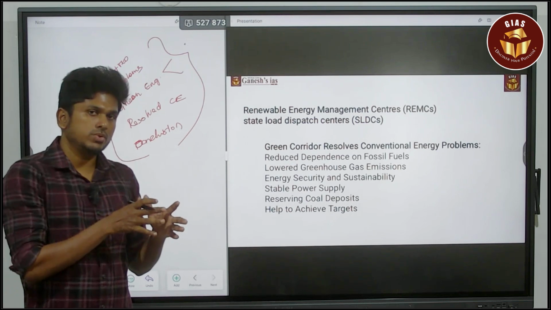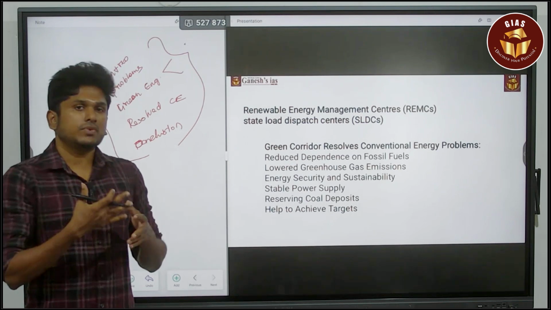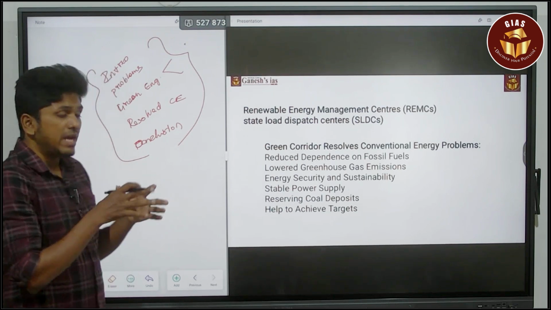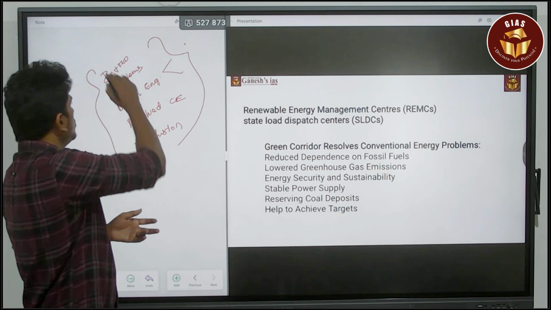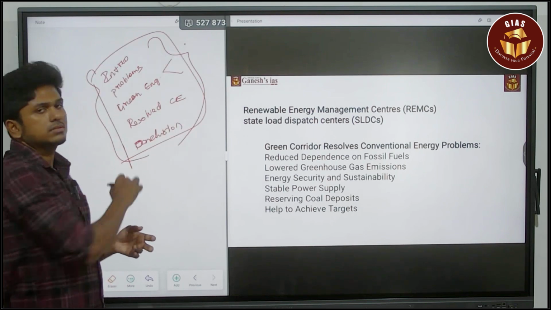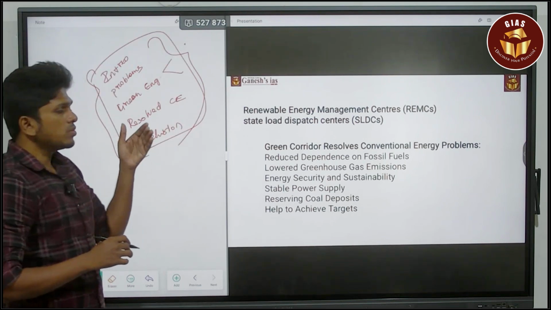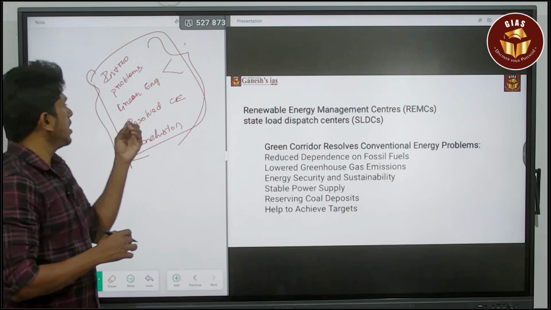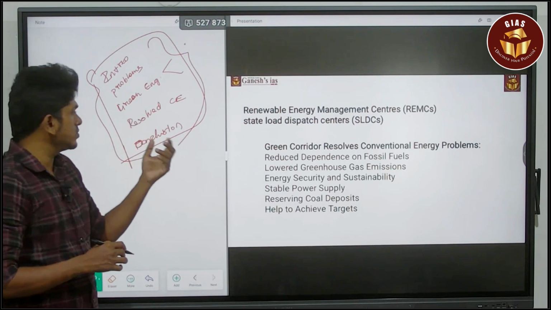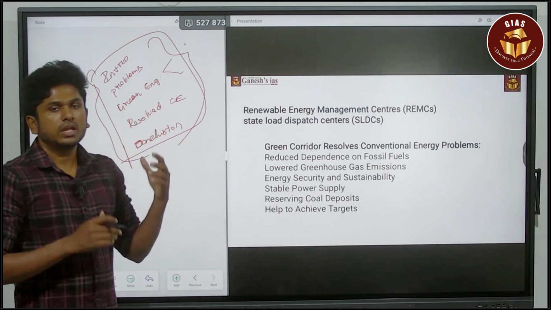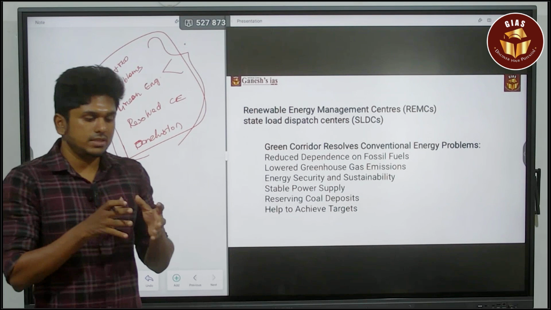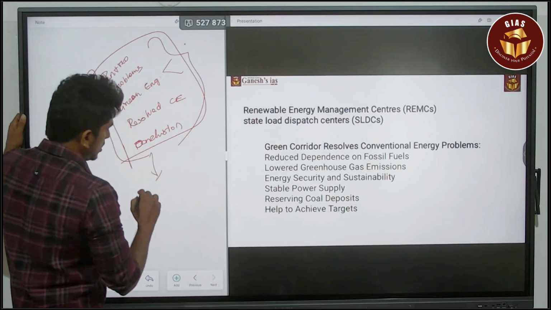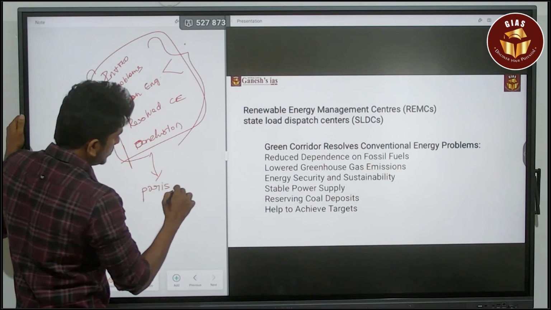For a 10 mark question, the maximum mark can be 6.5 or 7. So if you want to get the maximum mark, 7.5, you have to focus on these things. So intro, problems, what is green energy corridor, how these things are going to do that, and also how it is going to resolve the conventional energy source issues, and also the conclusion part. In the end, you can conclude by saying that if you are going to do that, we can achieve the Paris Agreement deal.